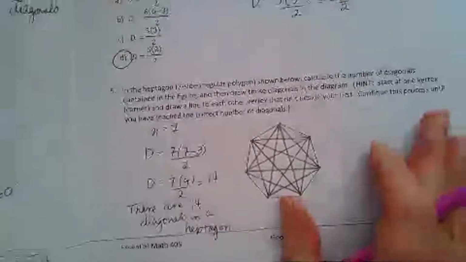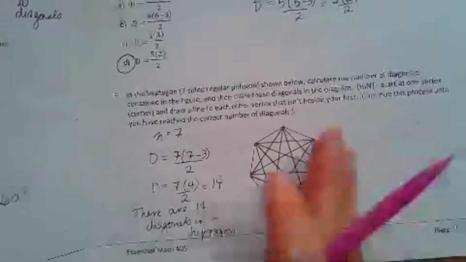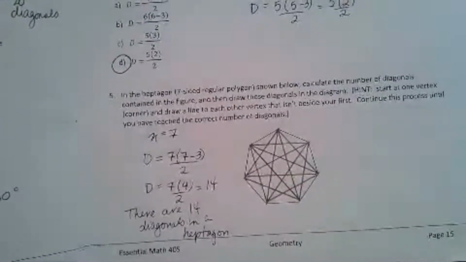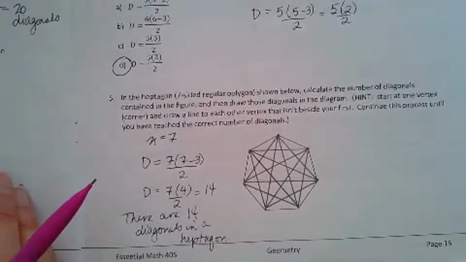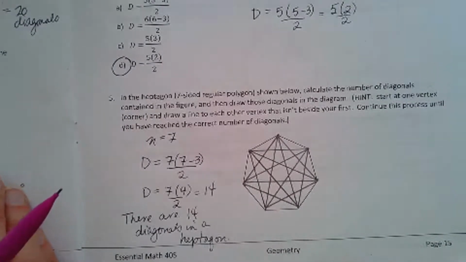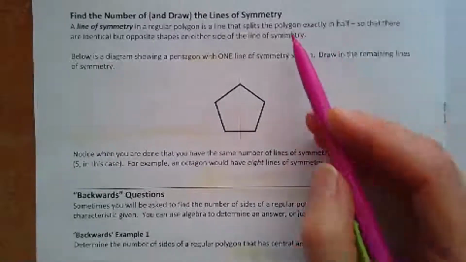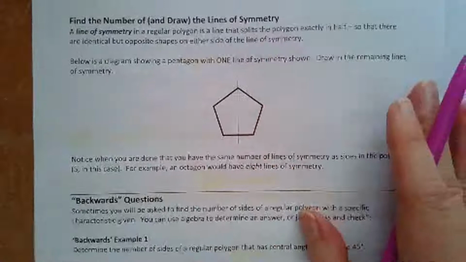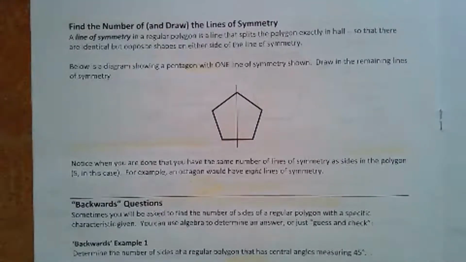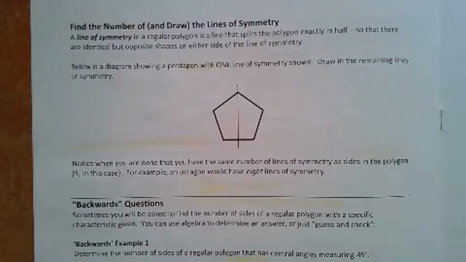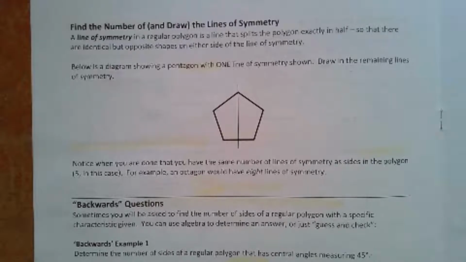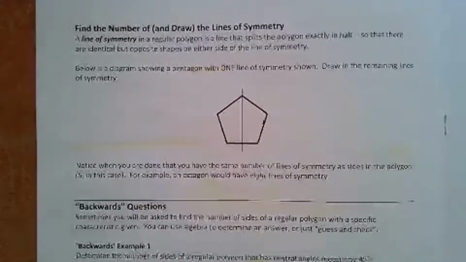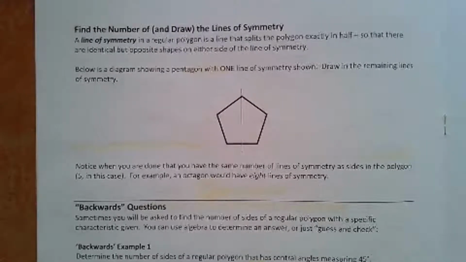So I know I've been talking for a few minutes now, but we're going to go back. We're going to finish the last of the lessons, and then I'm going to give you work time. So let's see. The last thing we're going to talk about, the last new thing is lines of symmetry. So the drawing is similar to what we did for diagonals, except lines of symmetry and lines of diagonals are different. Let's talk about a line of symmetry.